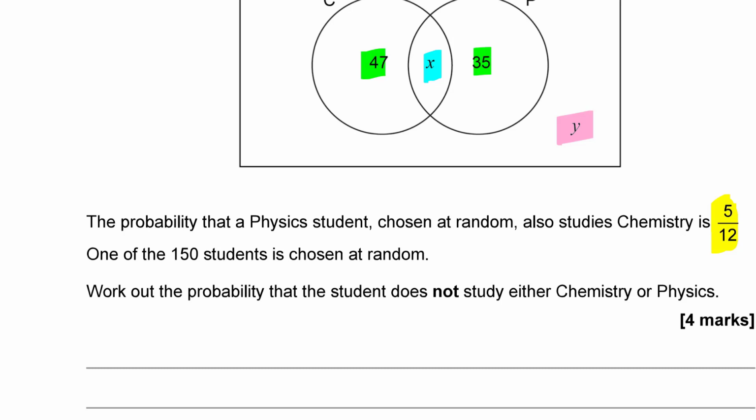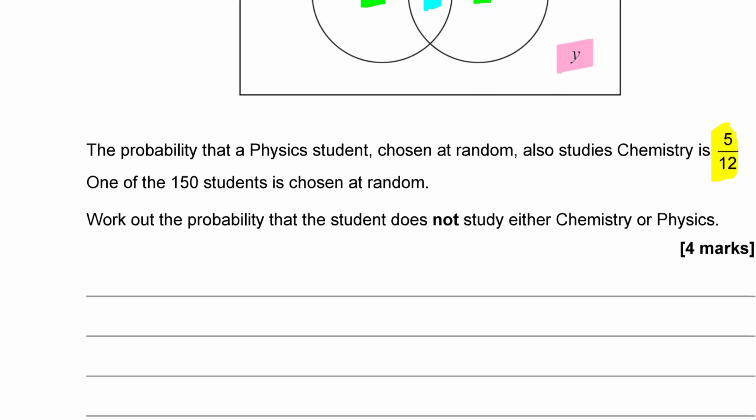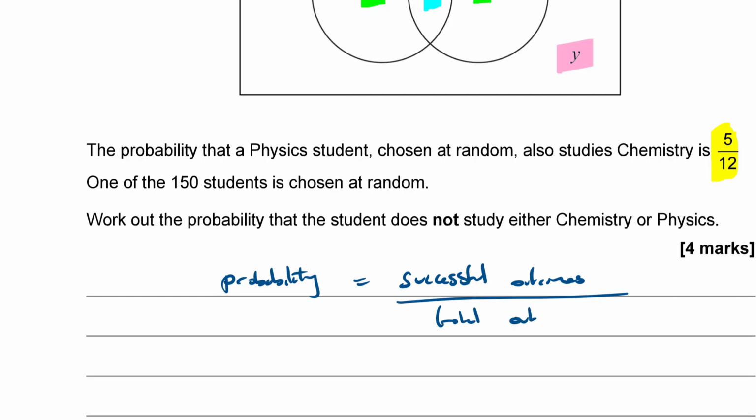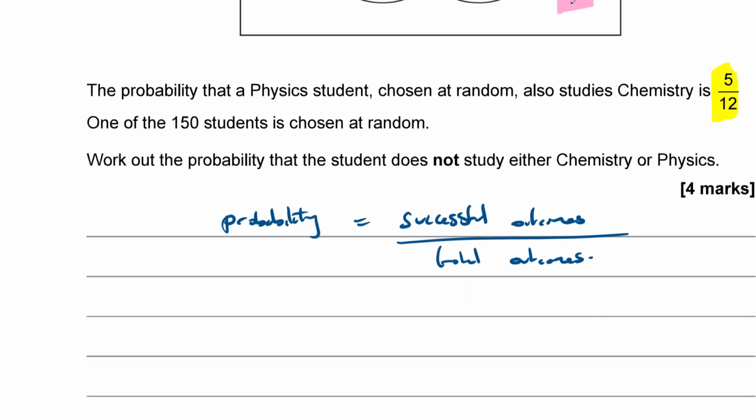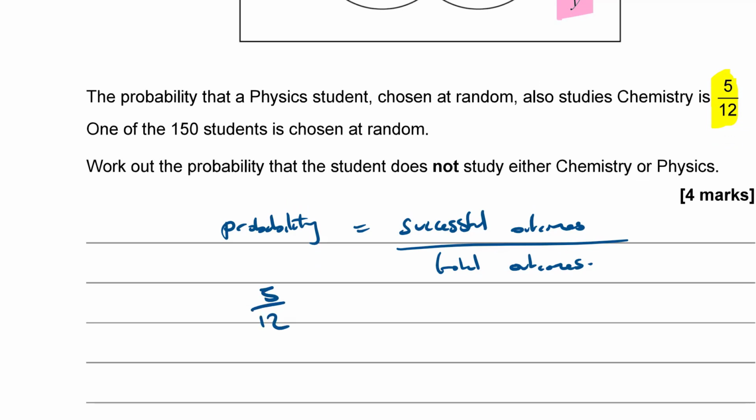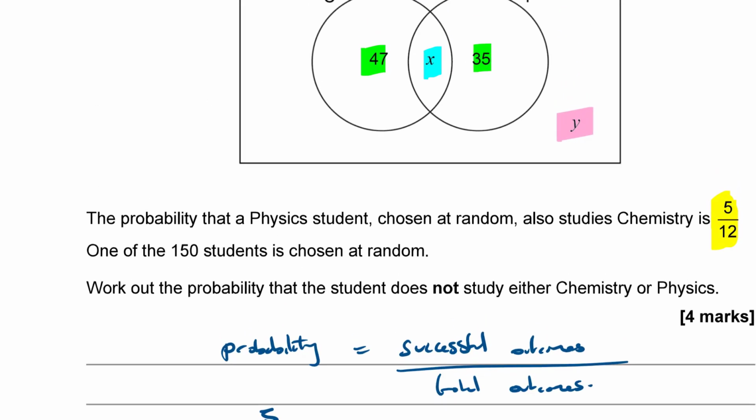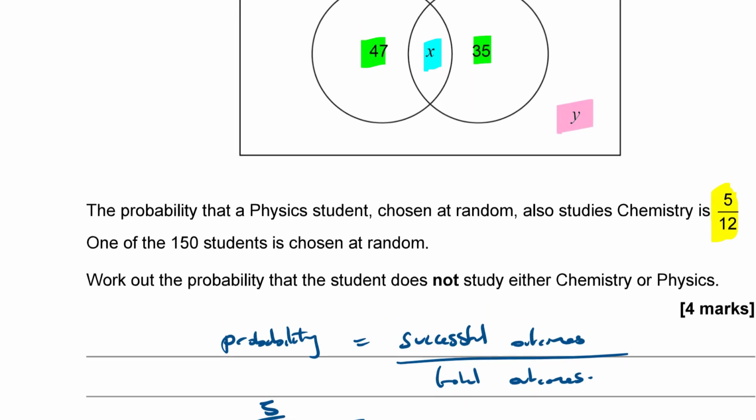So the probability that a physics student chosen at random also studies chemistry is 5/12. Okay, well, probability is successful outcomes over total outcomes, isn't it? Now we know that the probability is 5/12. What else do we know? Do we know the successful outcomes? Successful outcomes in this case, probability that a physics student chosen at random also studies chemistry.